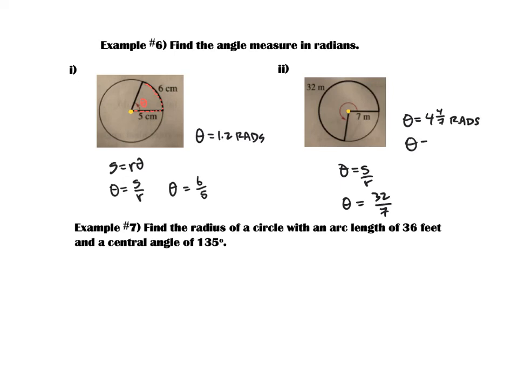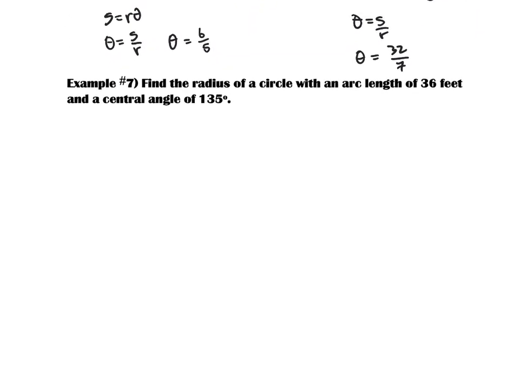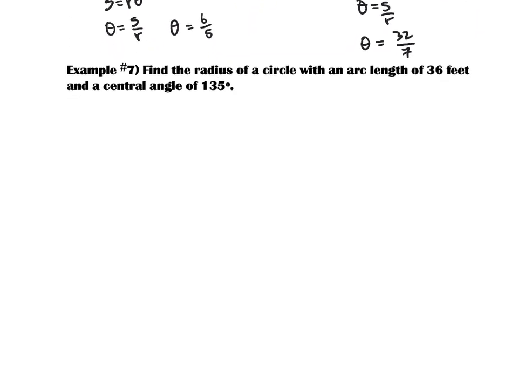Now, I would never write radians in that mixed number form. I would just take 32 divided by 7 and get the actual radian measure out to 3 decimals. So that'd be 4.571 radians. Okay, example 7, find the radius of a circle with an arc length of 36 and a central angle of 135. Let's do it quick. Arc length of 36, central angle 135.